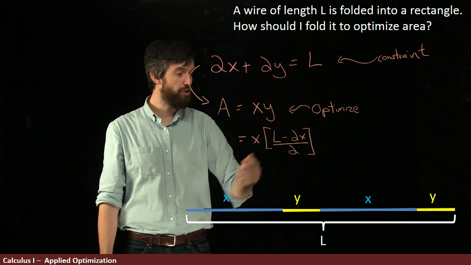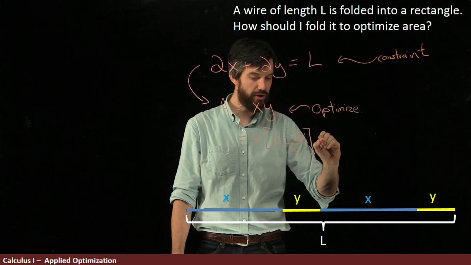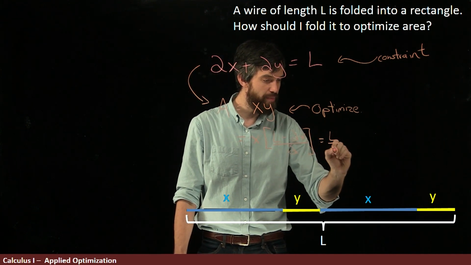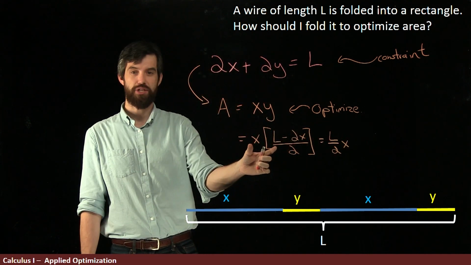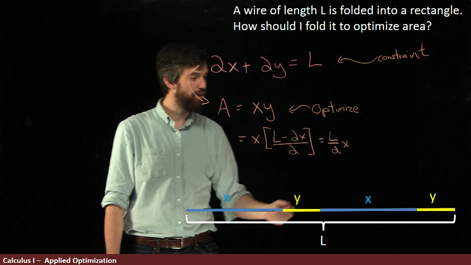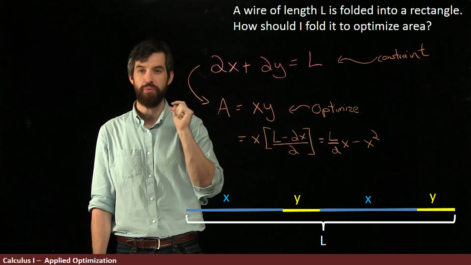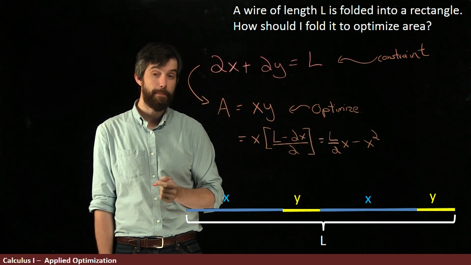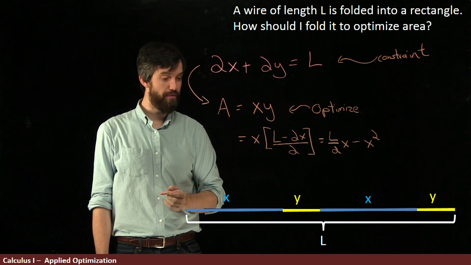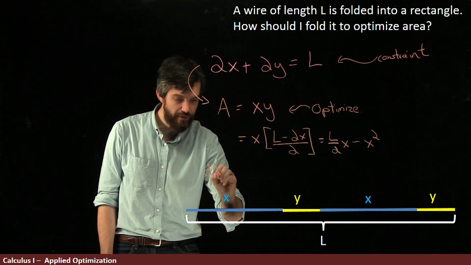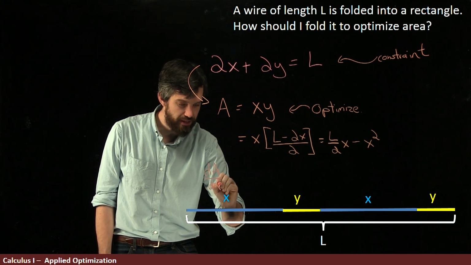And if I wanted to distribute it through just to make my next derivative a little bit easier, I can say this is L divided by 2 times X. So that's talking about the first term. And the second term is going to be minus X squared, where that 2 and that 2 cancels. Pretty good. Now I think I can compute the derivative. So let's go along and do the derivative of area with respect to the value of X.